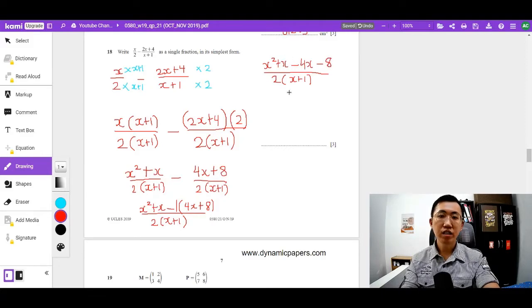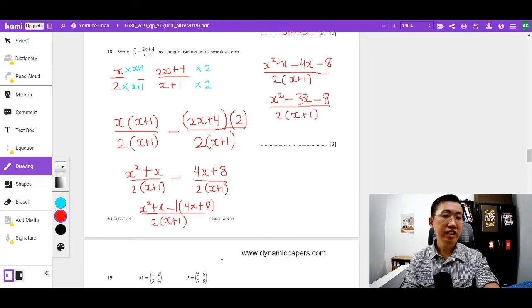Top part x and minus 4x. Start. X squared plus x minus 4x will give you minus 3x. Minus 8 is just a number, nothing to combine, like that. Okay, so teacher is going to write 2 and then x plus 1.